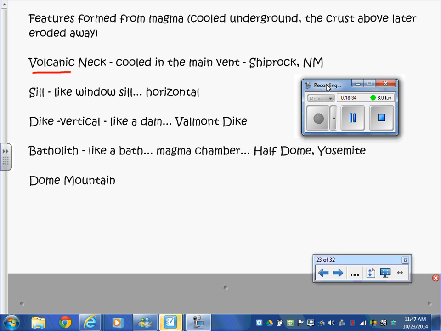There's a very famous volcanic neck. And again, that's that main pipe that we saw in the volcano. Everything else erodes away. Shiprock, New Mexico. If you've driven south to Arizona or whatever, you've seen it. It's this massive pointy, there's actually a picture of it in the textbook. And it's, again, kind of seemingly in the middle of nowhere, this big volcanic neck.